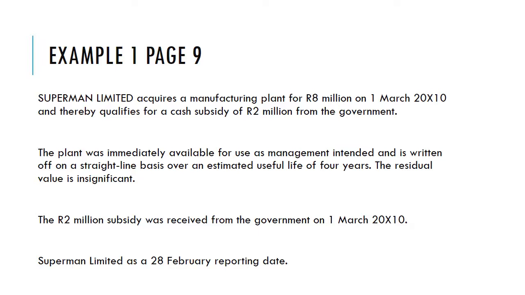The plant was immediately available for use as management intended, and it is written off on a straight line basis over an estimated useful life of 4 years. The residual value is insignificant. So here we know we're using this for our depreciation as well as our paragraph 12 systematic basis. The 2 million subsidy was received from the government on 1 March 2010. Superman Limited has a 28 February reporting date.